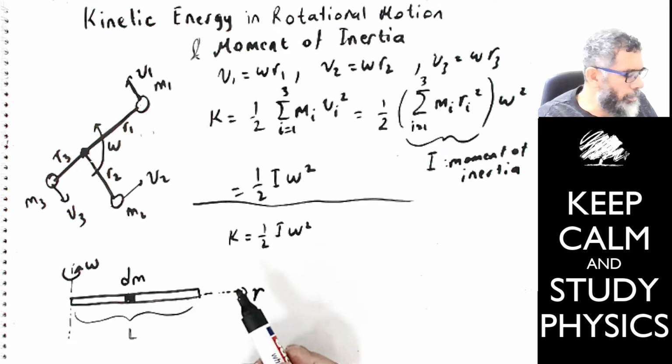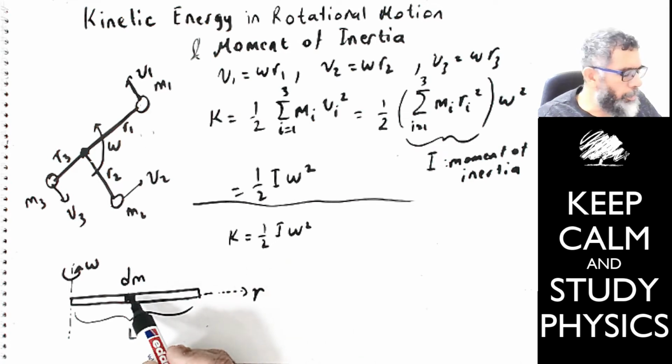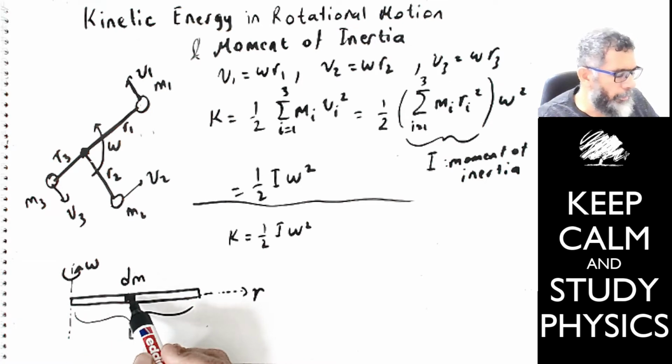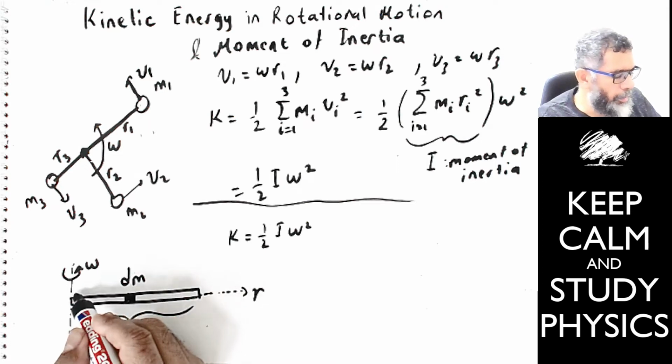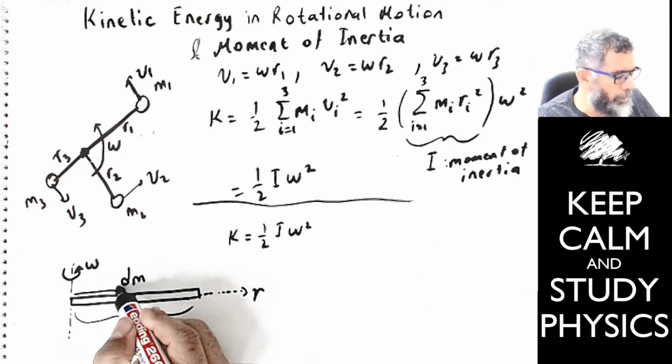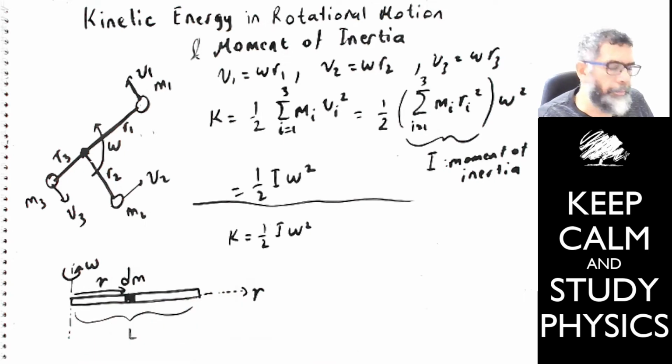One thing that we want to know about this particular choice of dm is its distance to the axis of rotation. Let's take this distance to be r. Obviously, for all dm's chosen on this extension of the rod, r will run from 0 to the total length L.